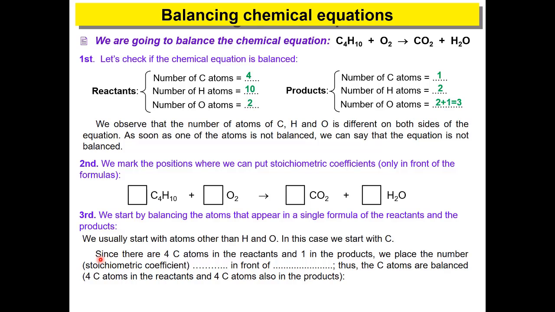Since there are 4 carbon atoms in the reactants and 1 in the products, we place the stoichiometric coefficient 4 in front of carbon dioxide. Try to answer the question. Thus, the carbon atoms are balanced, 4 carbon atoms in the reactants and 4 carbon atoms also in the products.